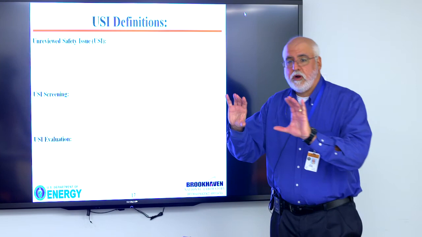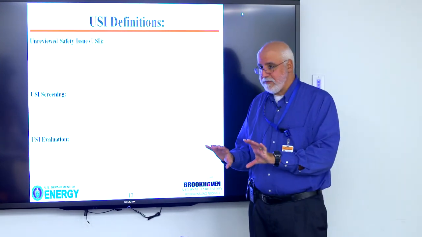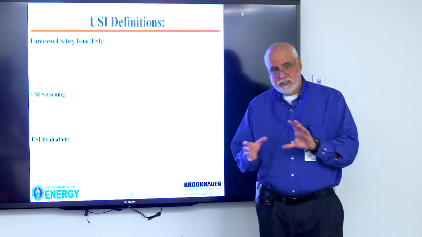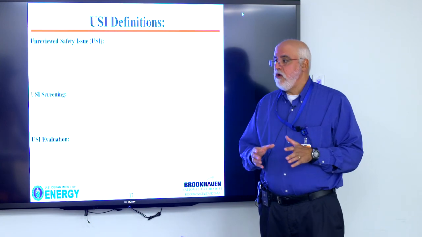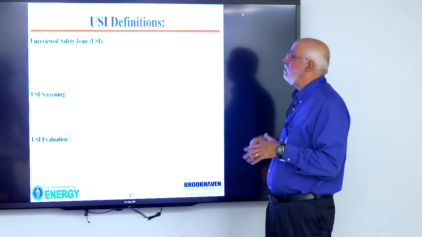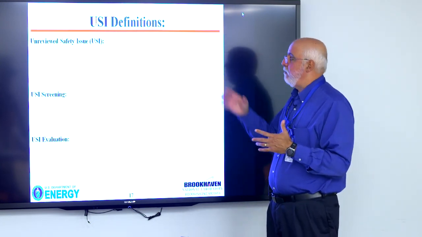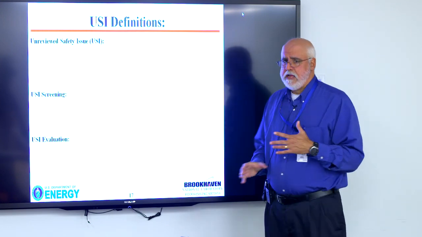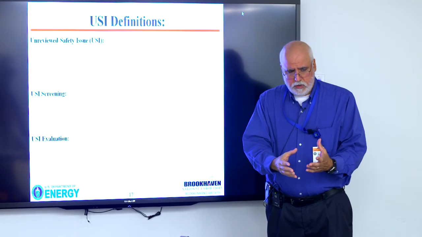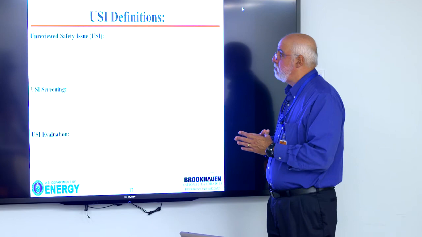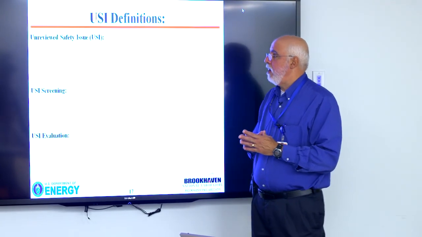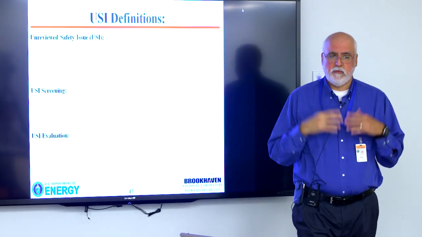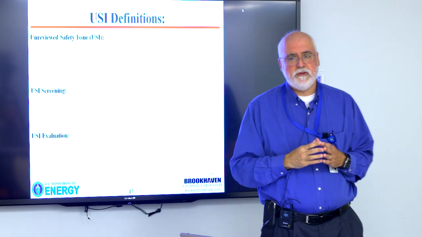Now, we're going to leave authorization basis documents, and we're transitioning into the USI, or unreviewed safety issue, determination process, and we start with definitions. So what definition would you guys propose for the first one right there, unreviewed safety issue? What does that mean to you at this point?